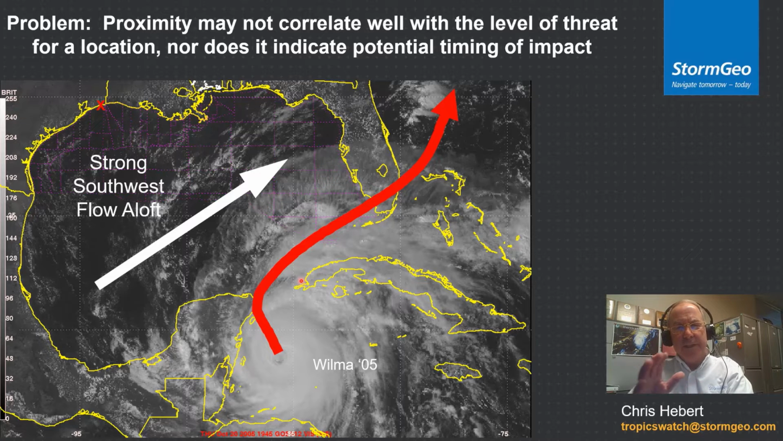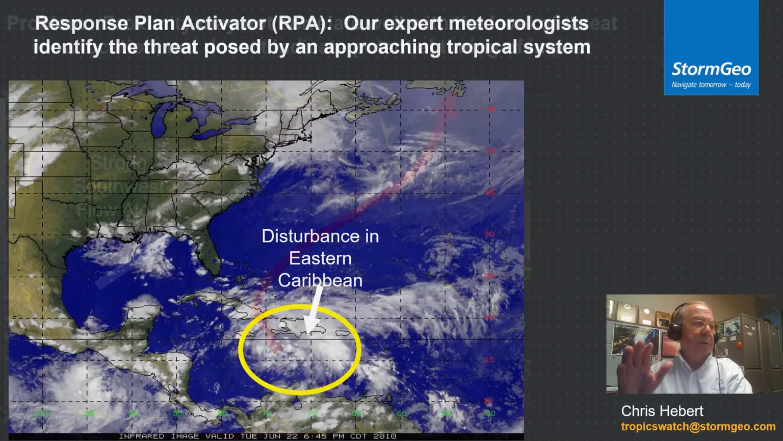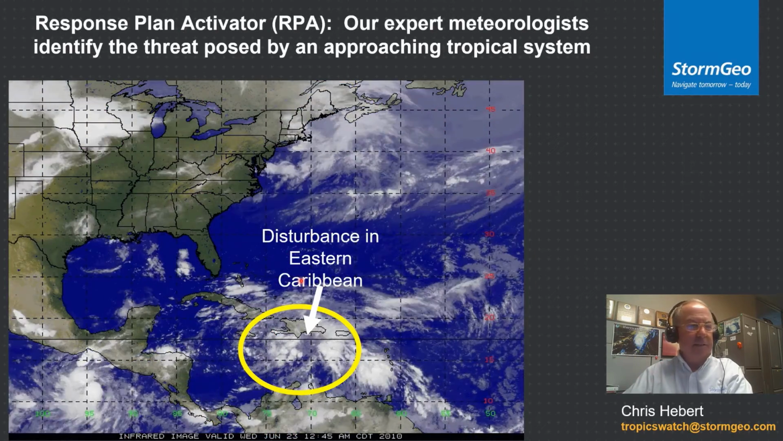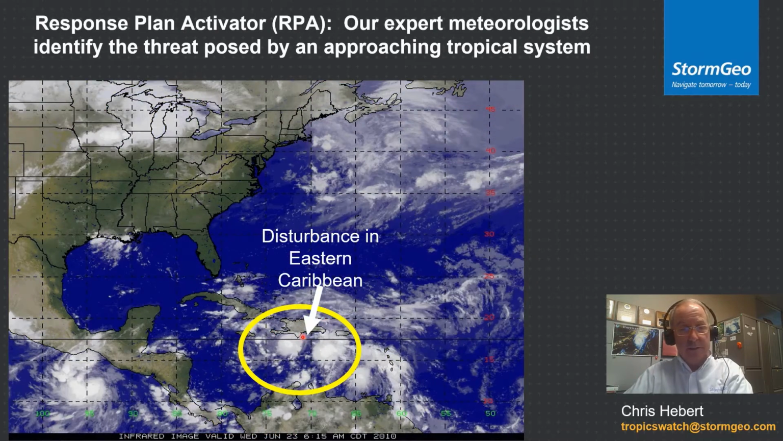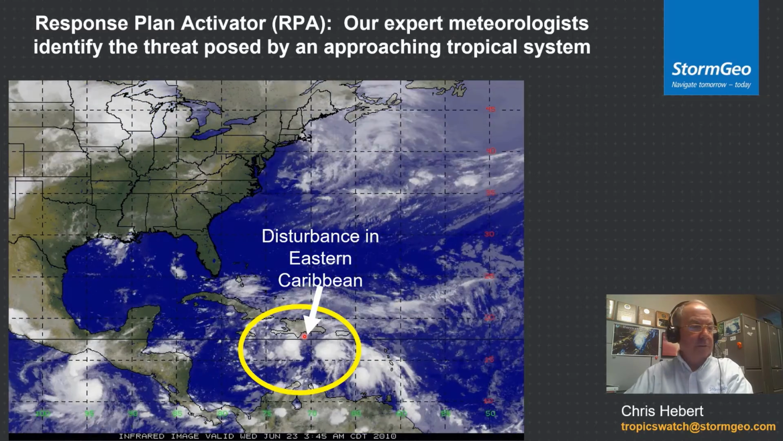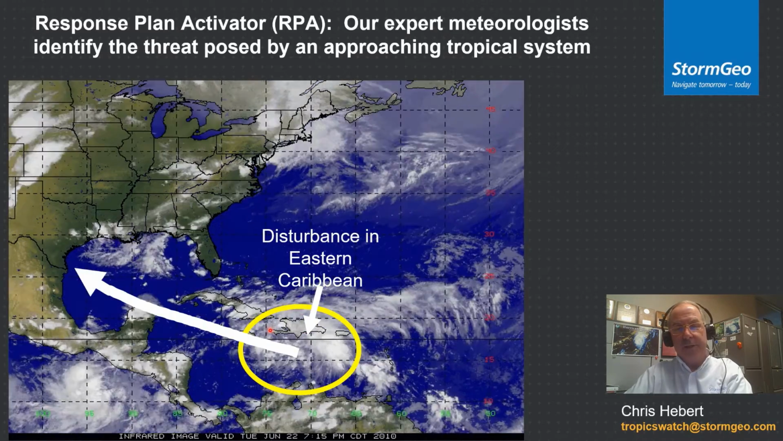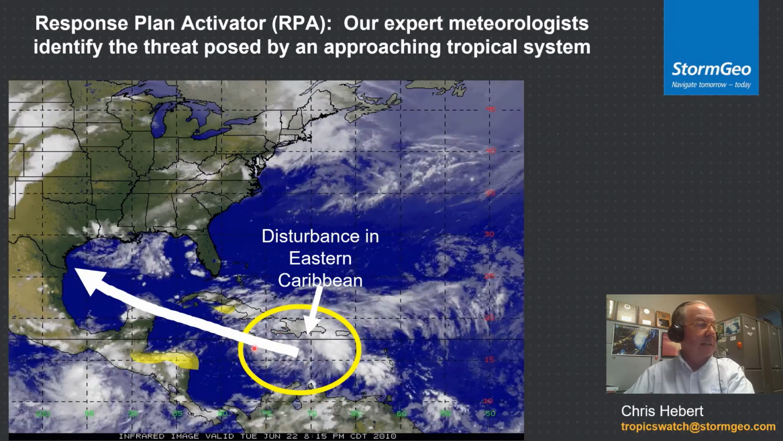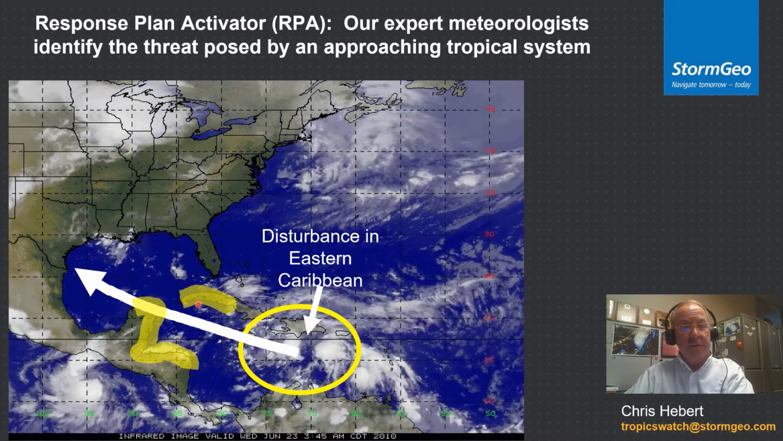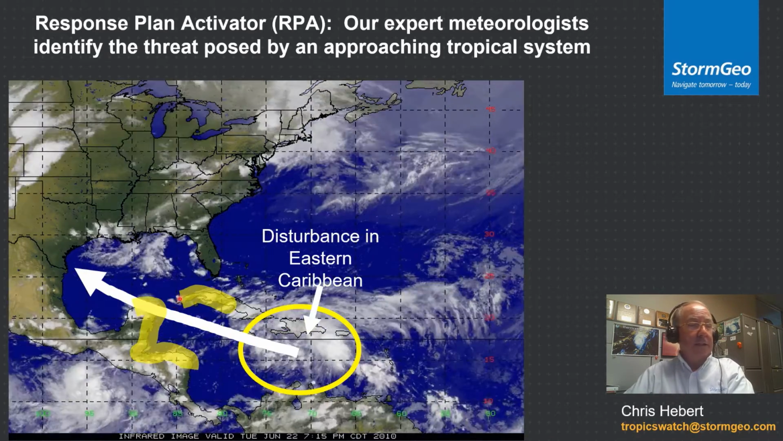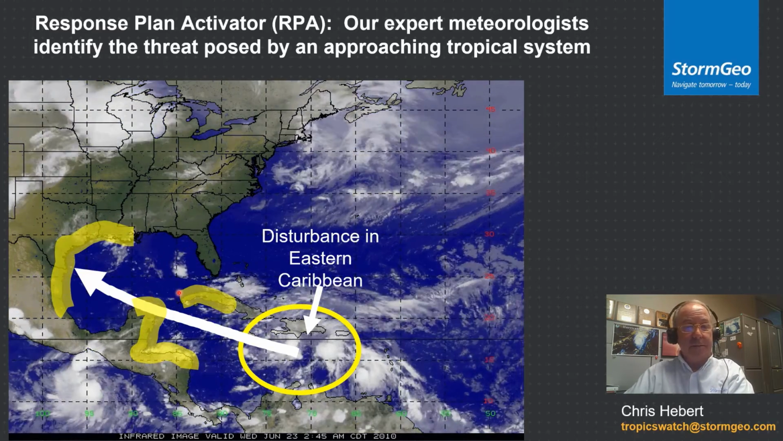And so to take the place of proximity, we developed a tool called our Response Plan Activator. What that is, our hurricane experts take a look at a disturbance, in this case in the eastern Caribbean Sea. We know it's projected to track to the northwest, and we know that it's likely to impact or threaten at least the islands in the western Caribbean Sea and offshore areas, and also perhaps the northwestern Gulf of Mexico.